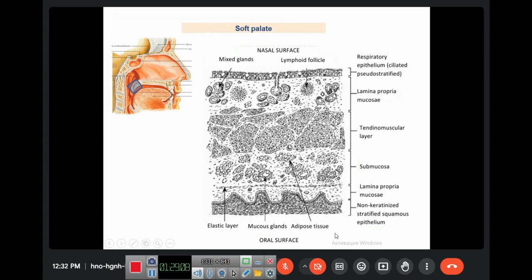Then we go to the oral surface. As in the hard palate, in soft palate we have in the oral surface mucosa and submucosa. Mucosa contains the non-keratinized stratified squamous epithelium, lamina propria mucosa, which makes the papillae here, and then we have the submucosa with a lot of mucous glands and adipose tissue.